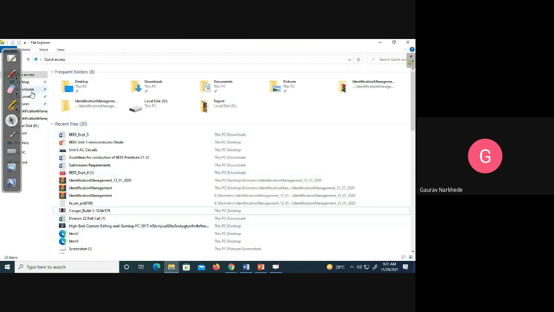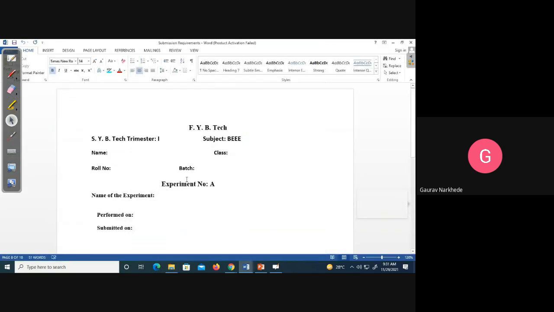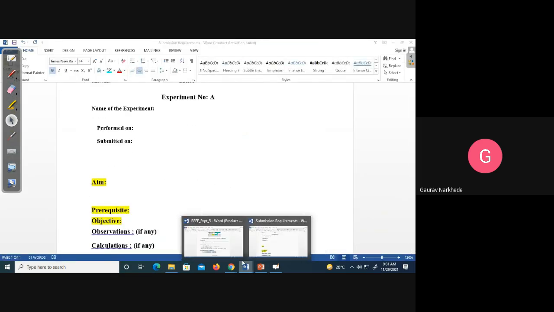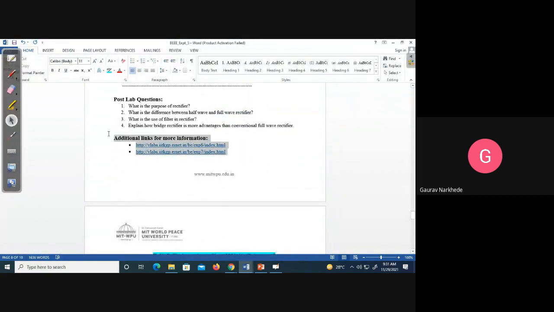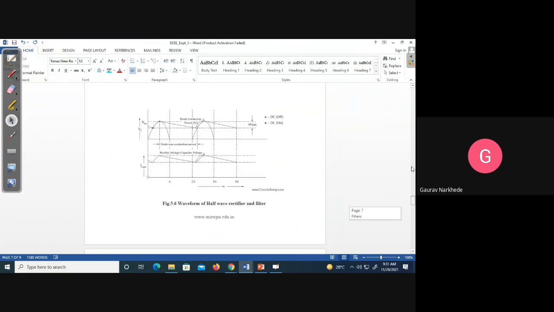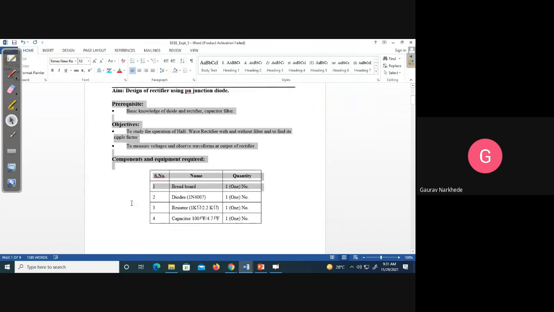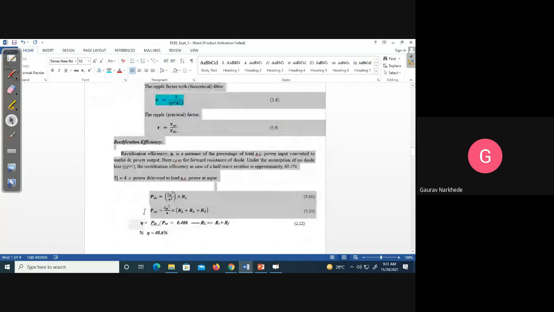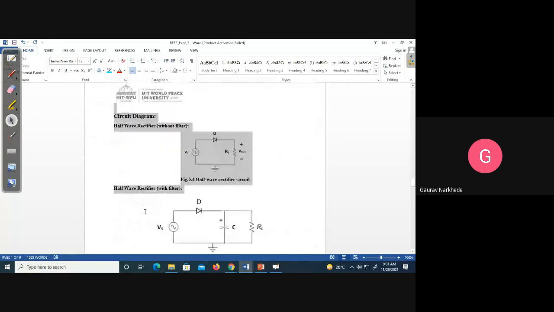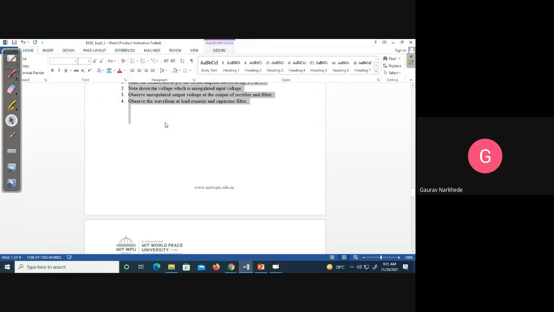And one more thing. In today's lecture also I told you about the submission requirements. So what are they? When you get this file, this thing I don't want, so I will just delete it. Here I want the aim, and this I don't want. I will not have all this theory part which everyone has. The procedure also I don't want, so I will remove it.